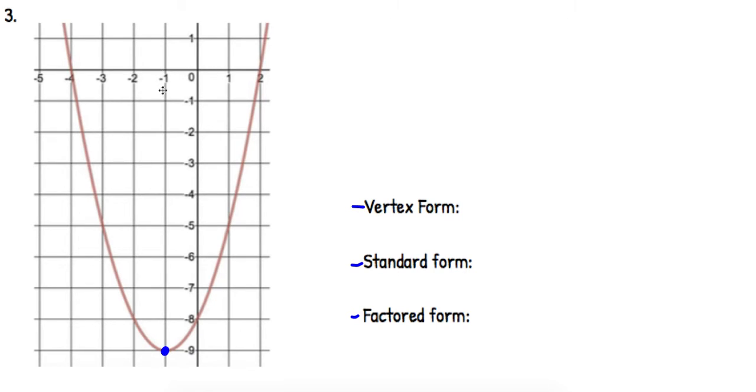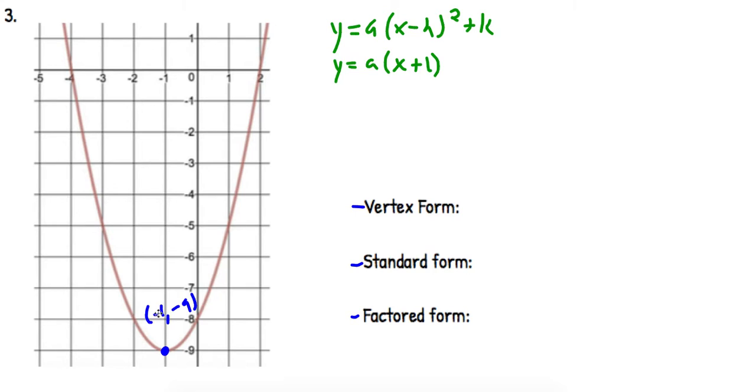The vertex here looks like it's -1, -9. I'm just going to jot that down. So what do I know so far about my vertex form? I know that I have some y equals a times x minus h squared plus k, and the h and the k is my x and y of the vertex. So this is going to be y equals a times x plus 1, since I'm subtracting -1, and then plus k, so let's make that -9. Oh, and don't let me forget this squared. That's really important. This is what I have so far for vertex form.